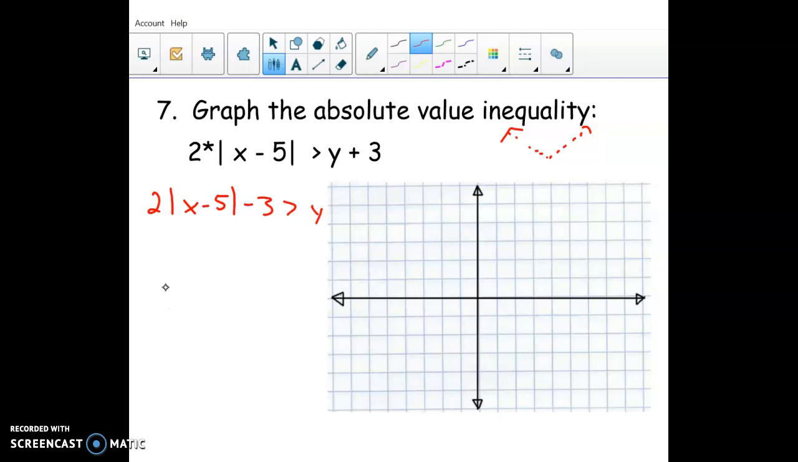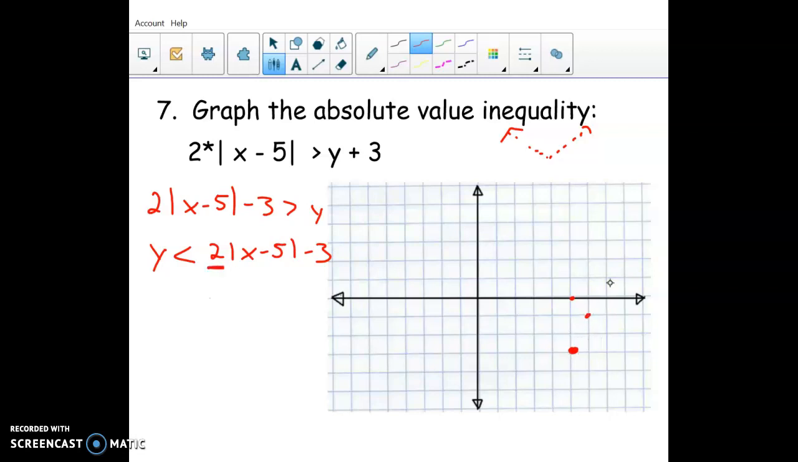All right. And then basically, if you want to flip it all around, you can. Just make sure the mouth is still facing away from y. That helps you. So now I'm going to go, let's see, right 5 because of the minus 5, and then down 3. So that's where my v starts. Again, that's not my slope. That's where the v starts.